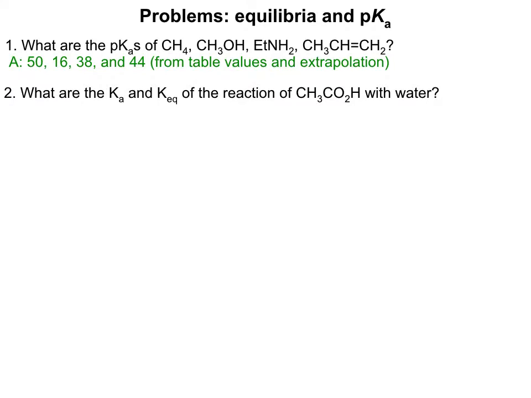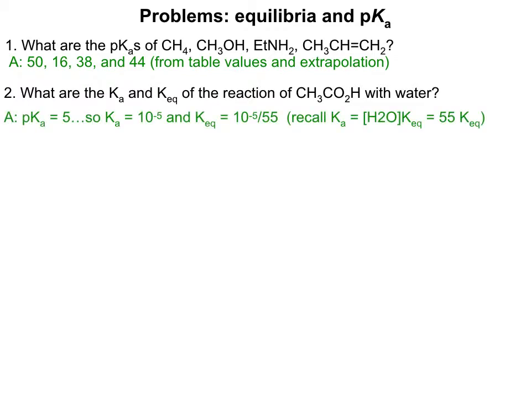What are the Ka and Keq of the reaction of acetic acid with water? And so you should pause this, and here's the answer. pKa is 5, so Ka is 10 to the minus 5. Keq is 10 to the minus 5 divided by 55. I'll point out here that I won't allow you to use calculators on exams. You'll have to set expressions up like this, and that will be fine for the answers.